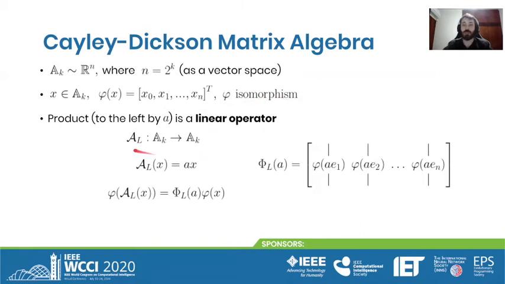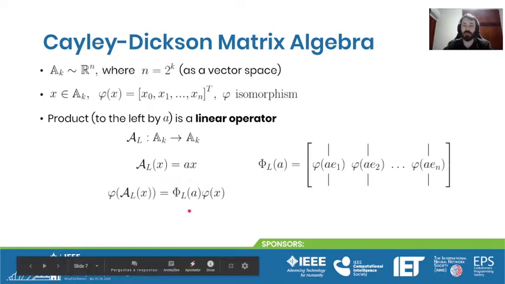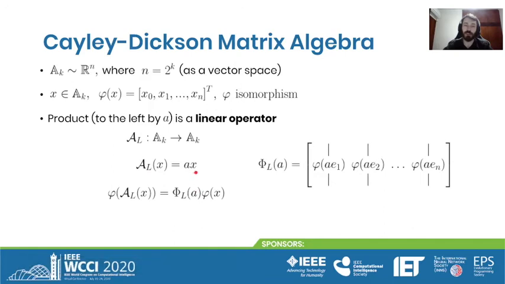With this in hand, we define an operator A_L, which takes an element in the Cayley-Dickson algebra and multiplies it to the left by A. By applying phi to both sides of this equation, we can rearrange the right-hand side to show that the product of two elements in the Cayley-Dickson algebra can be represented as a matrix-vector product in a real linear algebra. Now, this matrix is an operator phi L of A, which is simply of this form.